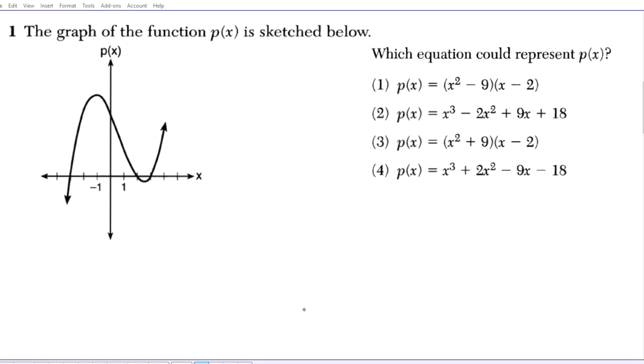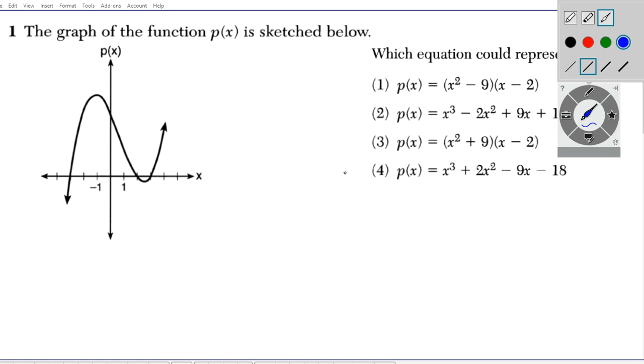It reads, the graph of the function p of x is sketched below. So we have this function sketched below. Question, which equation could represent p of x? So we have 4 options here. So let's start out by writing the formula that's going to guide our problem solving process. Okay, so the formula we're going to use is as follows.